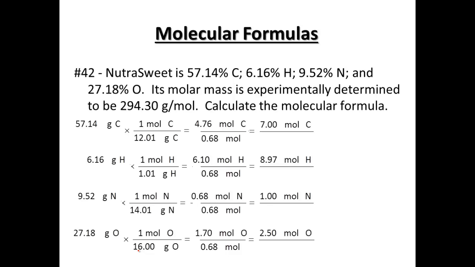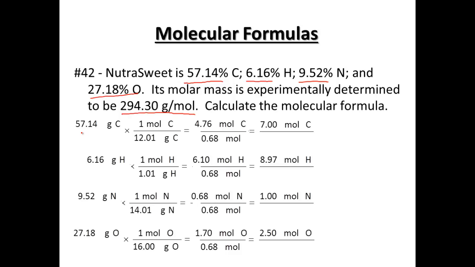We've got a second problem to work through. Some of it's already been set up on this page for you. So NutraSweet: 57% carbon, 6% hydrogen, 9.52% nitrogen, and 27% oxygen. Its molar mass is experimentally determined to be 294.3 grams per mole. Now this one has one unusual part to it, so we want to show that.